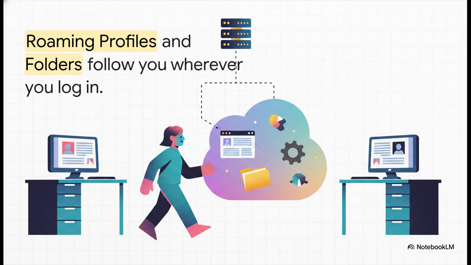A roaming profile stores a user's desktop layout, settings, and configurations on the central server, rather than the local hard drive of the PC. A home folder is a centralized, private storage location for all their documents. By using the %username% variable in the file path, Active Directory automatically creates a custom, named folder for every single user on the network. Wherever they log in, their personalized digital workspace follows them.